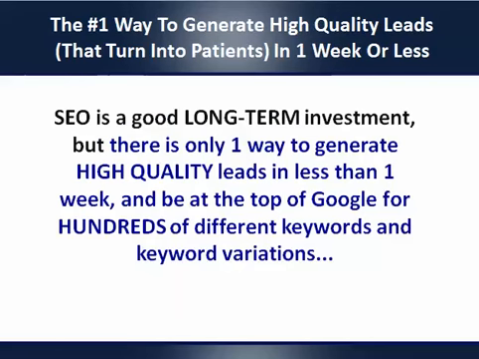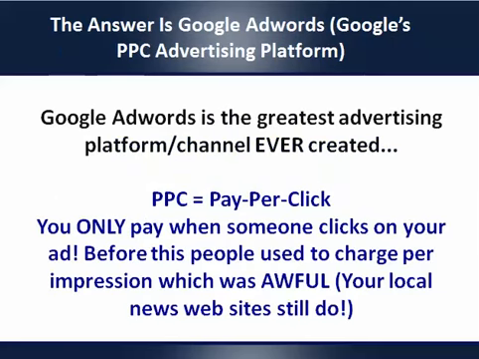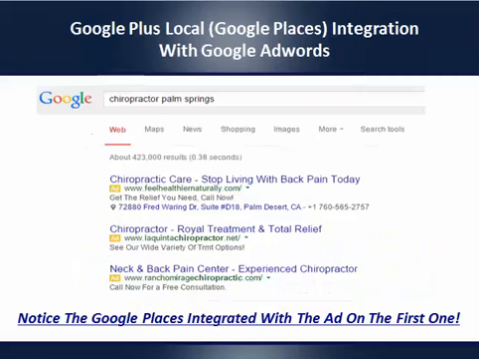SEO is a good long-term investment for trying to get your website up in the organic ranking, but there's no guarantee that you're going to be at the top 5 rankings on page 1. So while SEO might be a good long-term investment, there's only one way to generate high-quality leads in less than 1 week and be at the top of Google for hundreds of different keywords and keyword variations. The answer is Google AdWords, Google's pay-per-click advertising platform, one of the greatest ever created. You only pay when someone clicks on your ad.